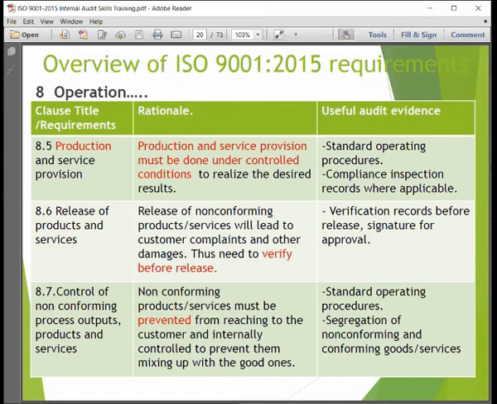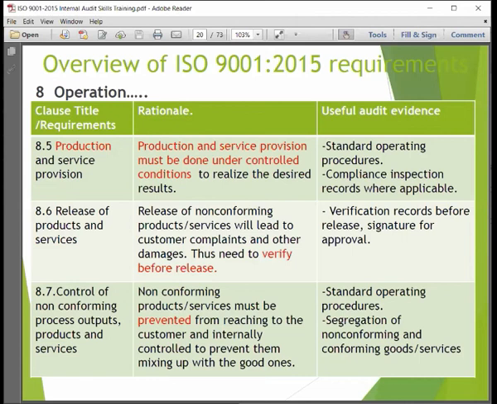So for some of the audit evidence, first you'll ask what are some of the non-conforming outputs that you can have in this process. They tell you. Then what are the standard operating procedures which describe how they deal with such segregation of non-conforming and conforming products? You'd want to see that.